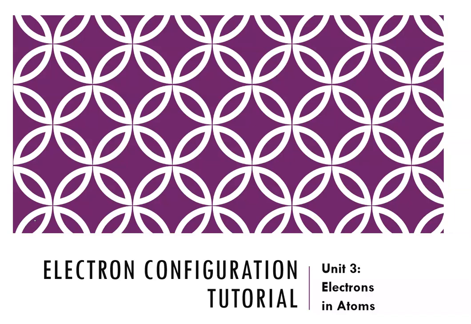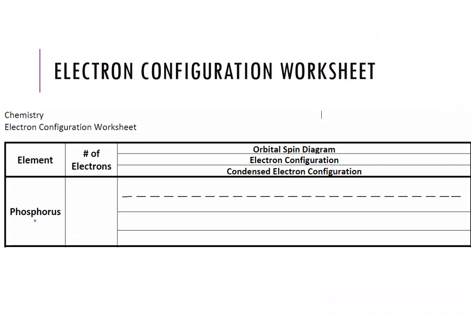Today I will be doing a tutorial on electron configuration. So this will be twofold. The first thing I'm going to do is go over how to do the front part of the electron configuration worksheet. So here I have the first problem, phosphorus, and I'm going to show you how to fill in these lines. Then I'm going to go through and explain how to do each of these things individually. So we'll talk about how to complete the orbital spin diagram, how to do the electron configuration, and how to do the condensed electron configuration.